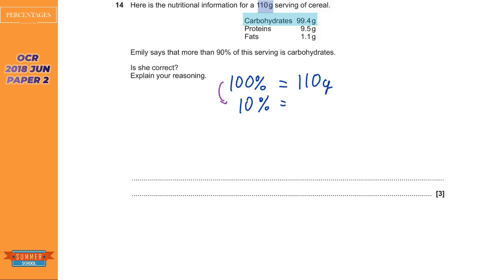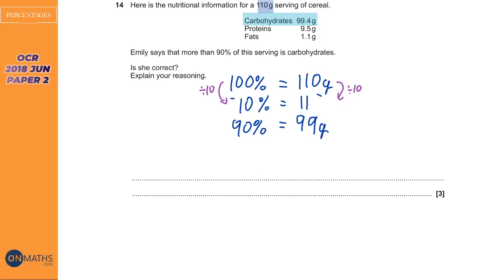And to do that, we divide this by 10. Now we don't have a calculator for this, but it's nice and easy to divide by 10, because you can just shift the digits to the right one, so that would be 11. And so to work out 90%, all we do is 100% take away 10%. So 110 take away 10 is 100, and then take away 1 is 99 grams. So 90% of the serving is 99 grams.